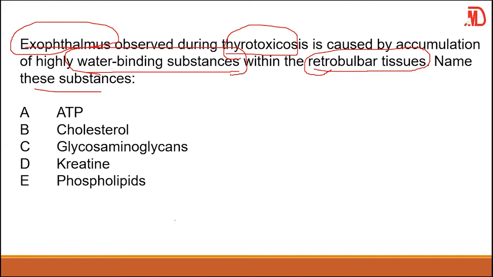Of course, we are talking about the extracellular matrix. And if we are talking about the extracellular matrix, then we will be talking more about glycosaminoglycans. These glycosaminoglycans have high affinity for binding to water, and that is what is leading to the bulging of the eyeball. All right. So over here, your answer is C.